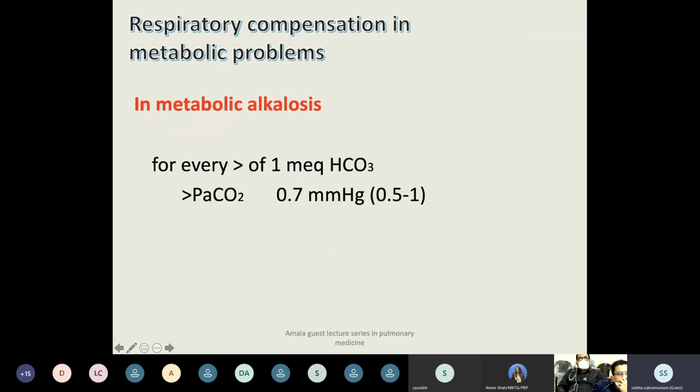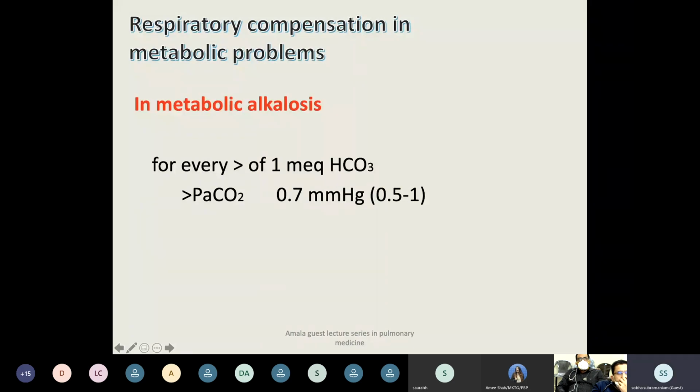Now, what is the respiratory compensation in metabolic alkalosis? Here it is 0.7. So for every increase of 1 milliequivalent in bicarbonate, your PaCO2 will also increase by 0.7.